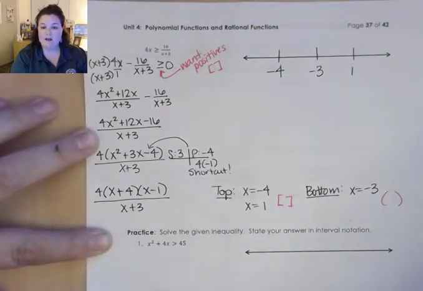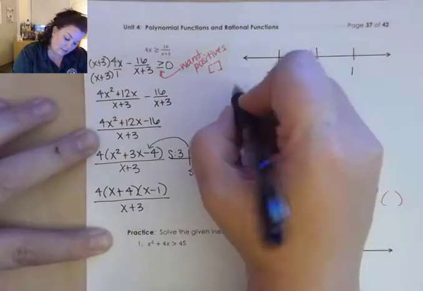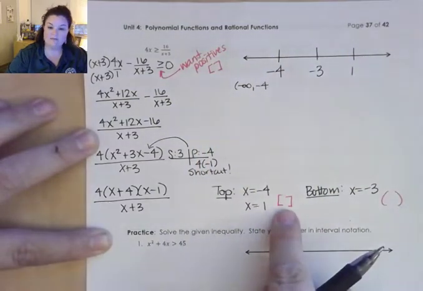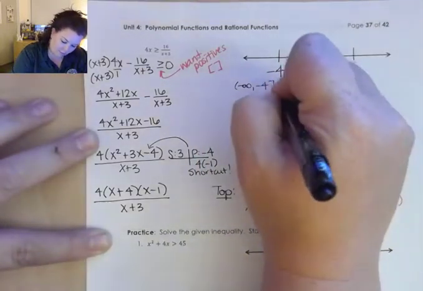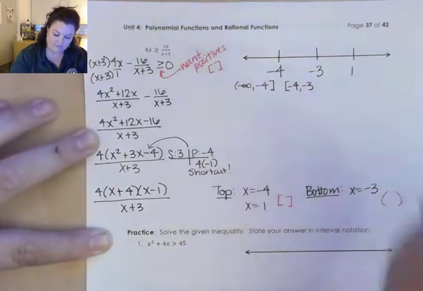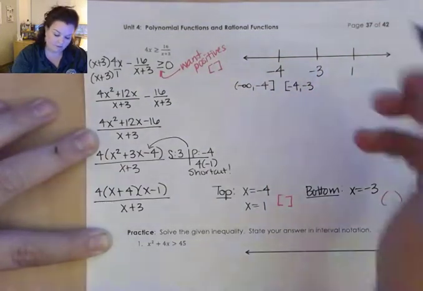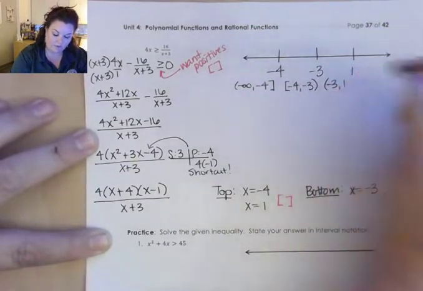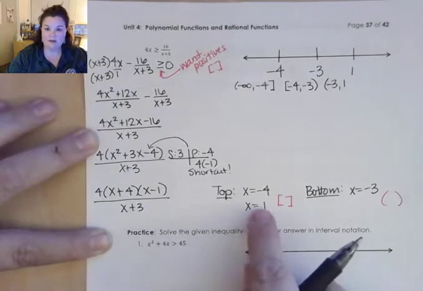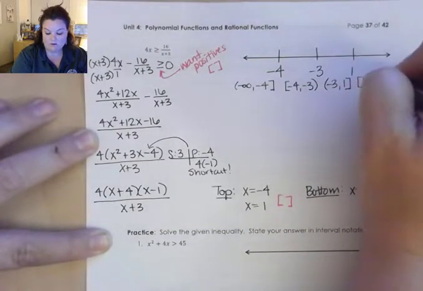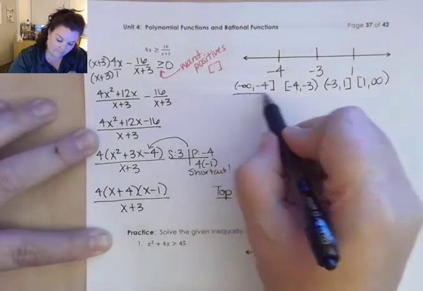Now I want to test these intervals. I'm going to test from negative infinity to negative 4. Negative 4 came from the top, so I can use a bracket on it. Then negative 4 over to negative 3, which came from the denominator, so I have to use a parenthesis. Then a parenthesis at negative 3 over to 1, which came from the top, so I can use a bracket on 1. And then a bracket on 1 on out to infinity.